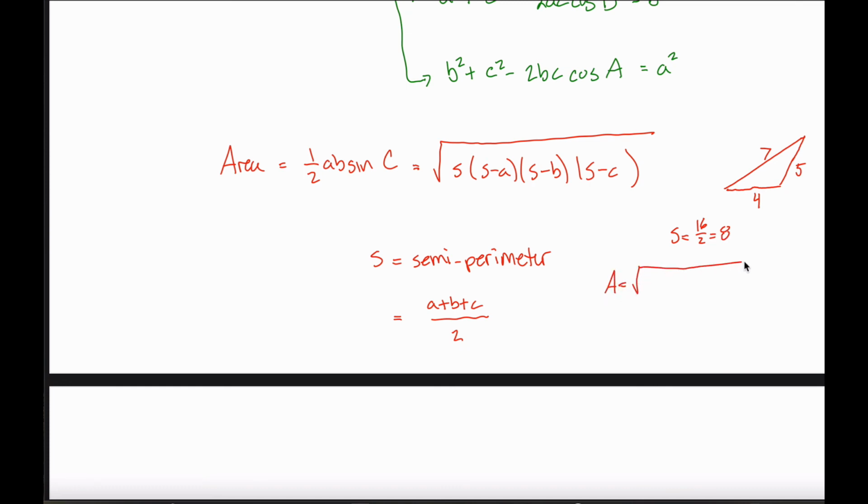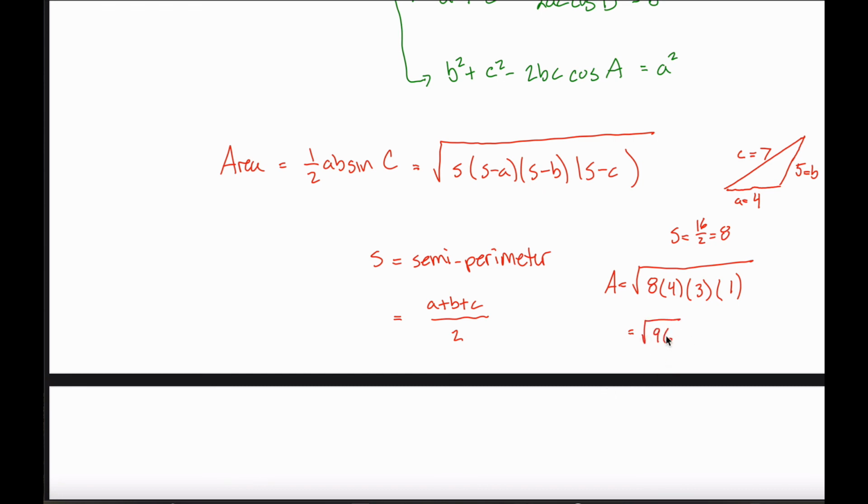The area is just the square root of S, which is 8, times S minus A. Maybe we'll call this one A. So 8 minus 4, which is just 4, times S minus B. If we call this guy B, 8 minus 5 is just equal to 3, times S minus C. I guess if we've called this A and B, we're forced to call this C, and 8 minus 7 is just equal to 1. If I multiply together 8 times 4 times 3 times 1, I get 96, I believe. So the area of this triangle would be the square root of 96.